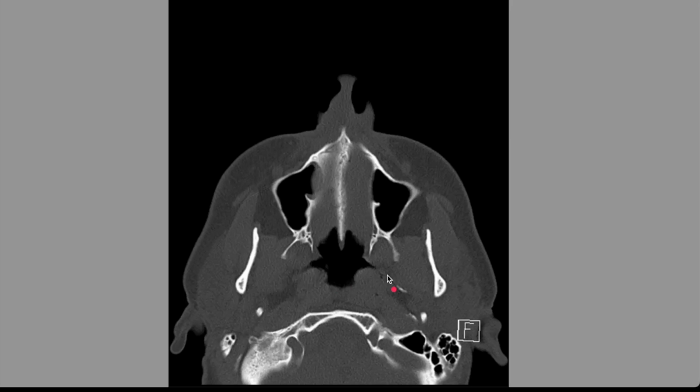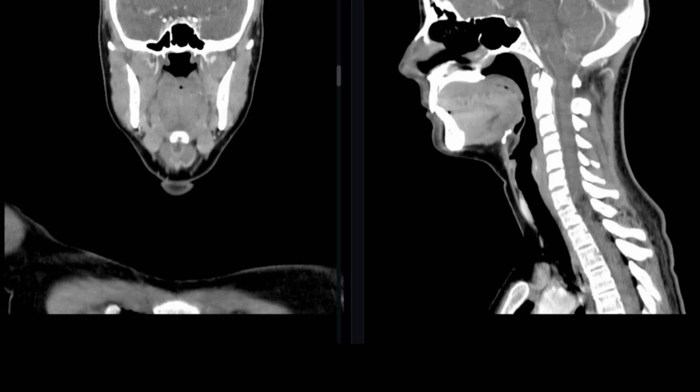You may wonder why it's important to study these structures in this weird view, which is a valid question. Well, in this fossa right here, in between the torus tubarius and the pharyngeal tonsil is actually the most common site for nasopharyngeal carcinoma to develop. And do you remember what virus is associated with nasopharyngeal carcinoma? The answer is EBV.